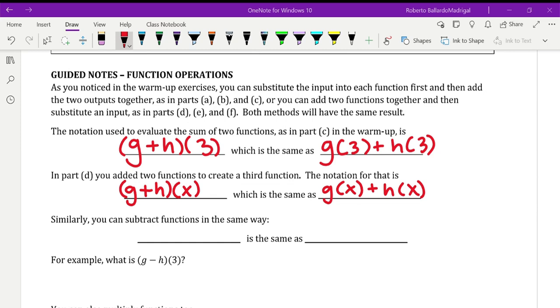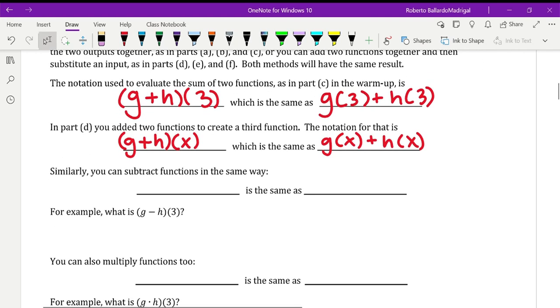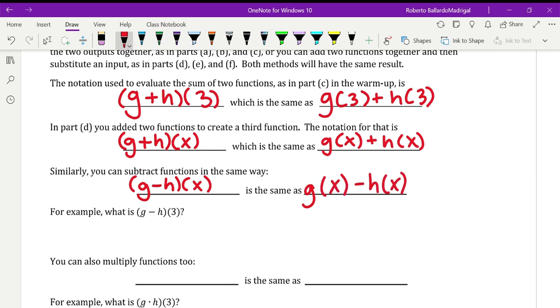Now, if this is what adding looks like, what do you think subtracting will look like? What am I going to change? If it's subtracting, what am I going to change? I'm just going to change the plus sign. Instead of a plus sign, I'll have a minus sign. So g minus h of x. And what do you think that's going to equal? G of x minus h of x. Very good.